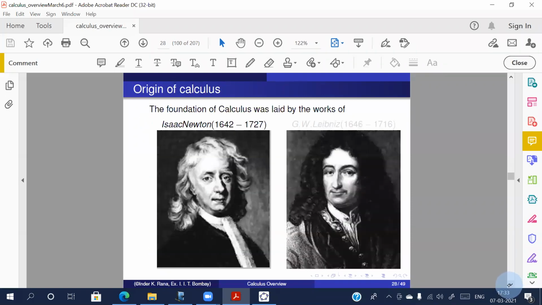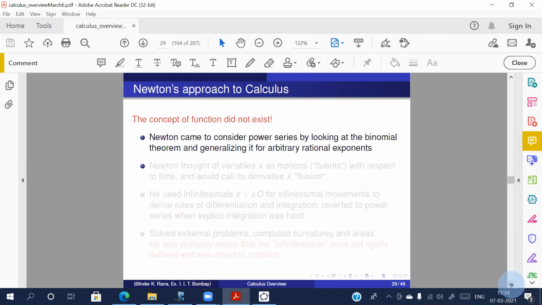So let us come to the works of Newton and Leibniz. Both of them proposed independently what we call differential and integral calculus. Most of the work given by Newton was not published till Leibniz published his work, and then there was a controversy about it. So Newton came to consider power series by looking at the binomial theorem and trying to generalize it. So that is Newton on calculus.